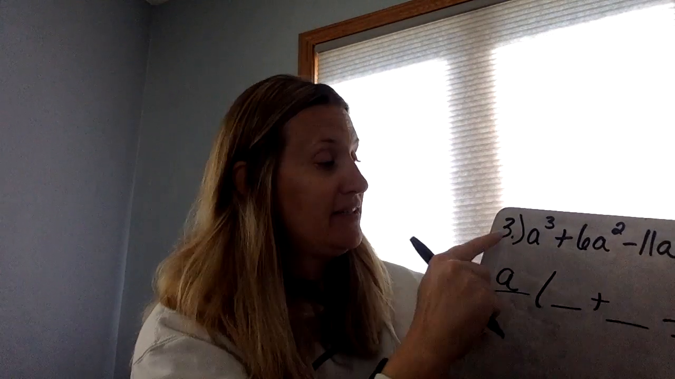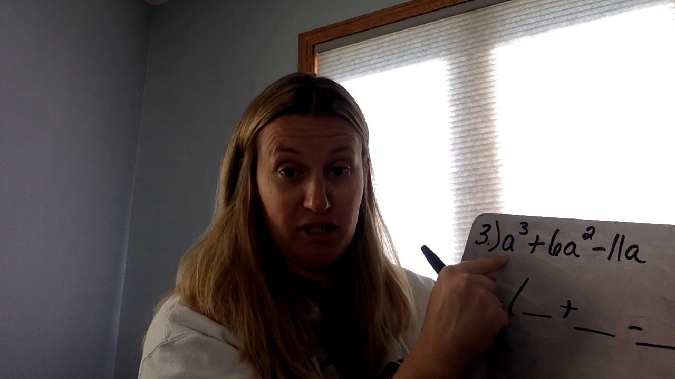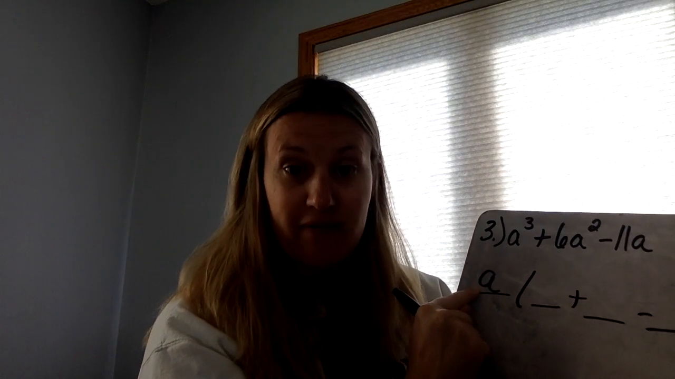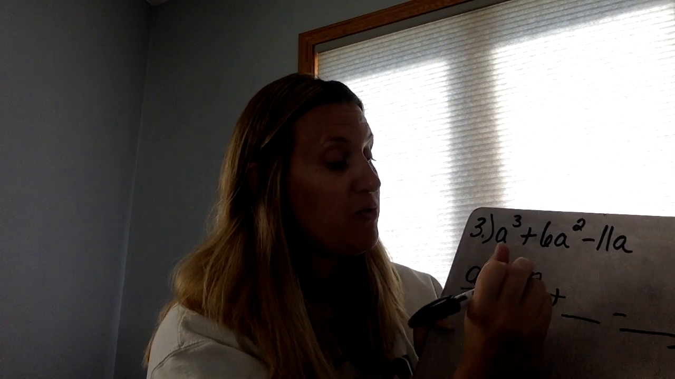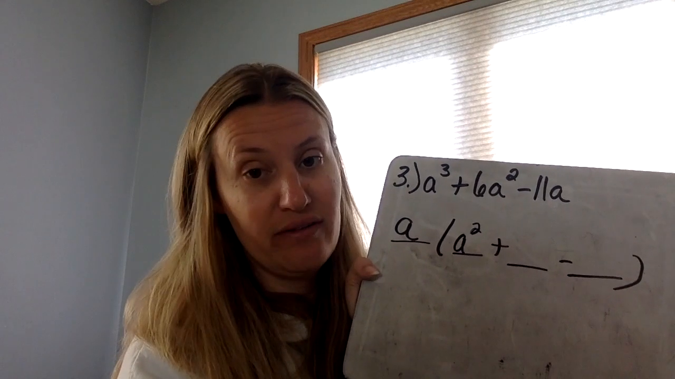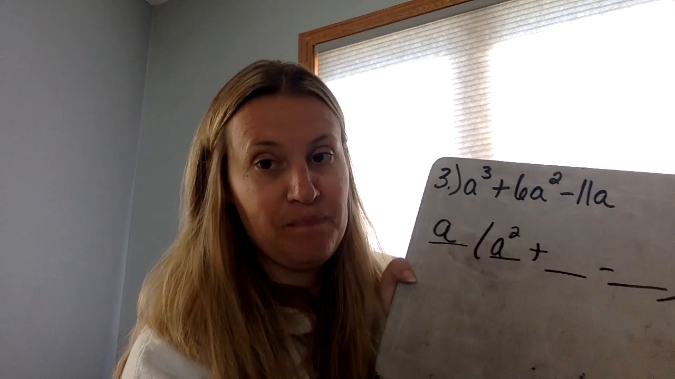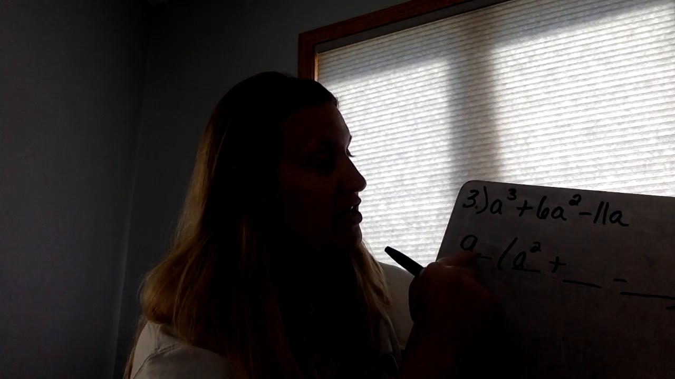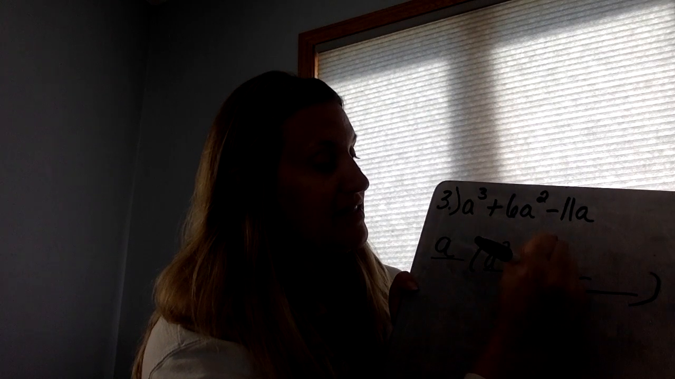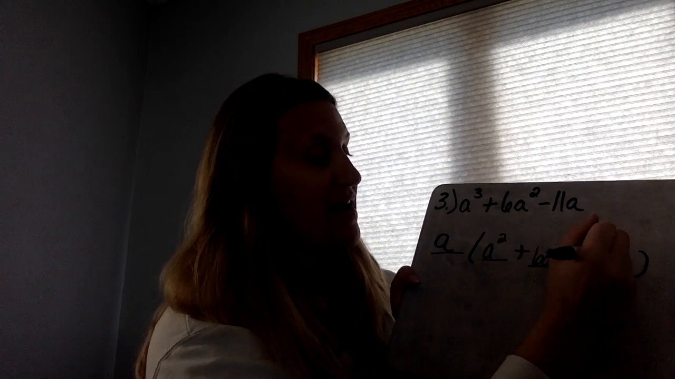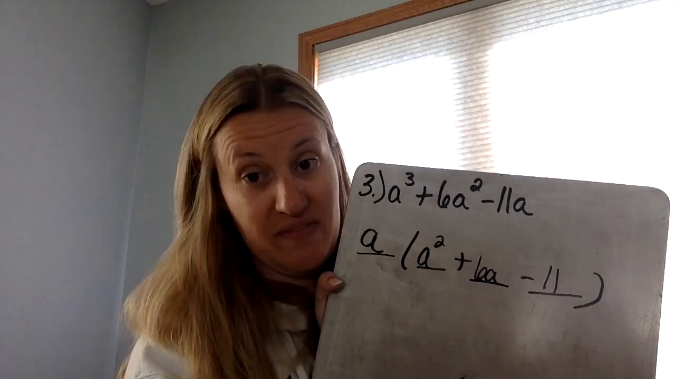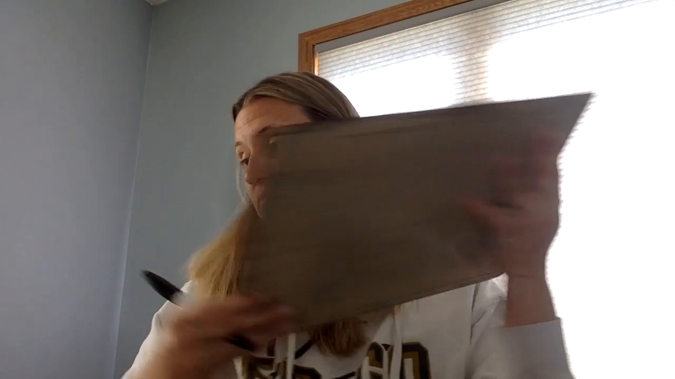Then I divide. If I have 3 a's being multiplied and I divide one of them out, I'm going to be left with 2 a's being multiplied. So that's a squared, not 2a, a squared. Okay? So 6a squared divided by a is 6a, and 11a divided by a is 11. And that would be my final answer.